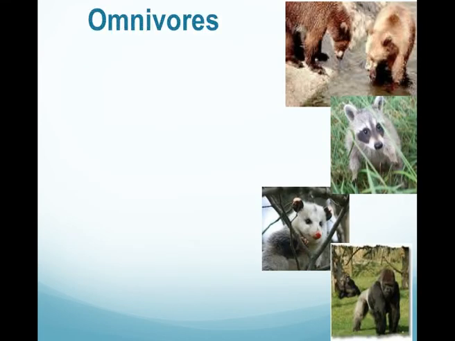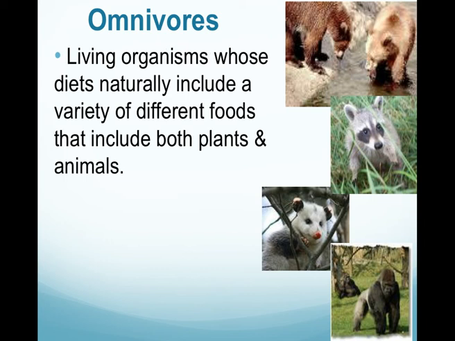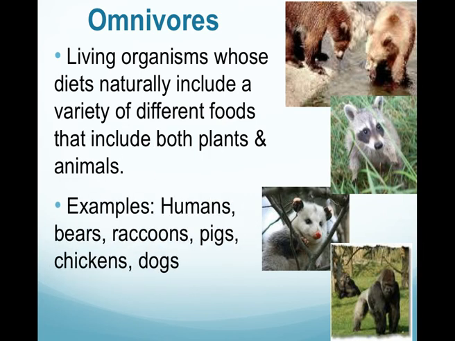Omnivores are ones that eat both plants and animals. Humans would be classified as omnivores. Think about what humans' teeth are. There's a combination of sharper teeth and flatter teeth because our diet is mixed. Other examples of omnivores would be brown bears, raccoons, possums, and gorillas.